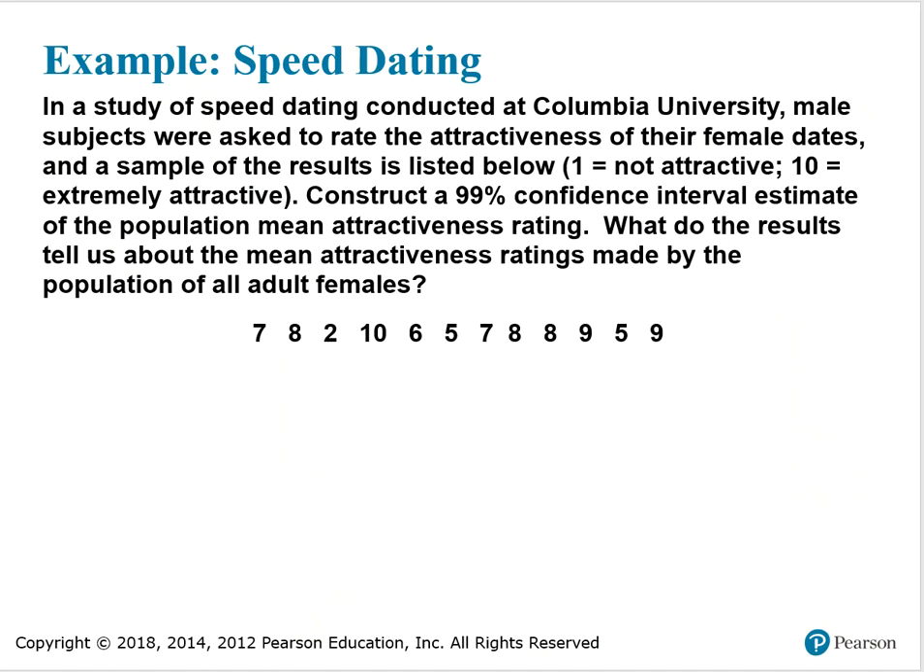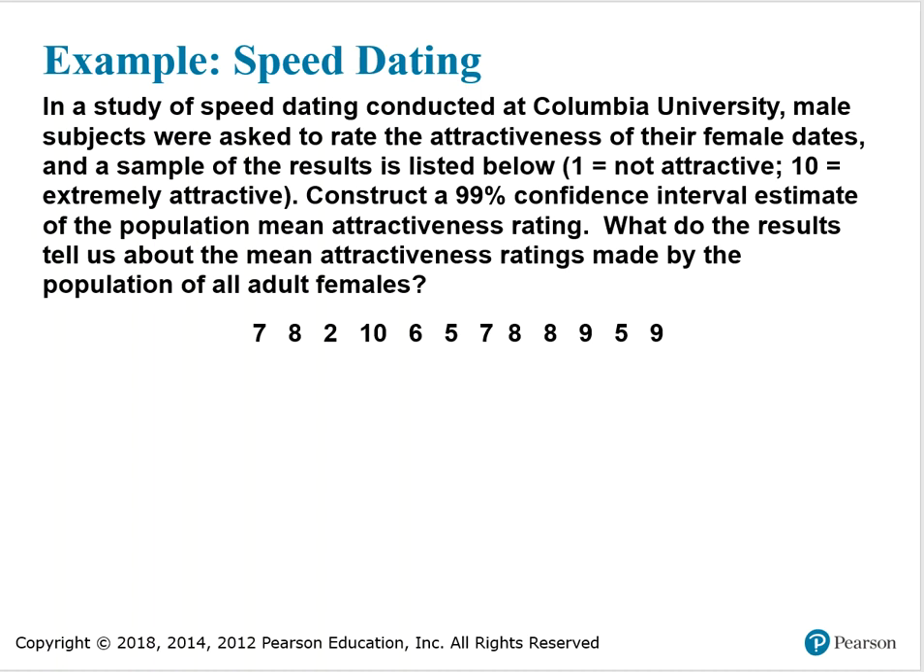So in a study of speed dating conducted at Columbia University, male subjects were asked to rate the attractiveness of their female dates, and a sample of the results is listed below. 1 is equal to not attractive, 10 is equal to extremely attractive. Construct a 99% confidence interval estimate of the population mean attractiveness rating. What do the results tell us about the mean attractiveness rating made by the population of all adult females?